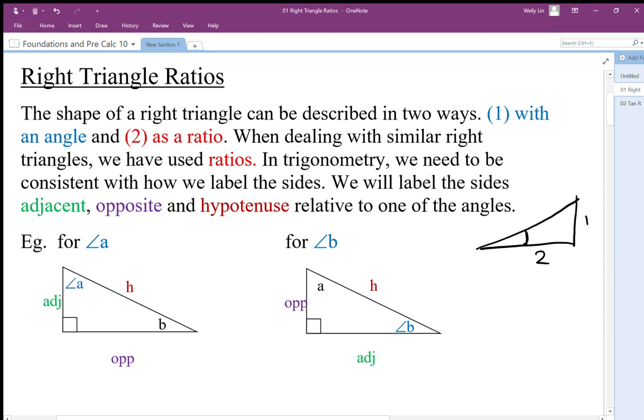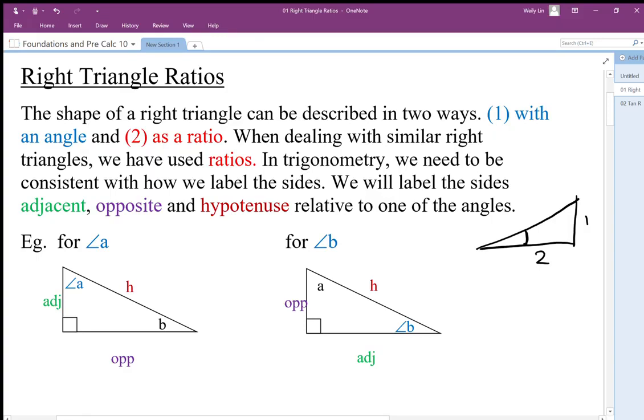So we have in the past used ratios, and we're just going to start with the ratios. But what we're going to do a little bit differently now is we're going to make sure we consistently label the sides the same. So when we talk about certain sides of a right triangle, we're always going to be talking about the same side so that there's no confusion. So this is what trig is all about: we're going to label the sides in a specific way.